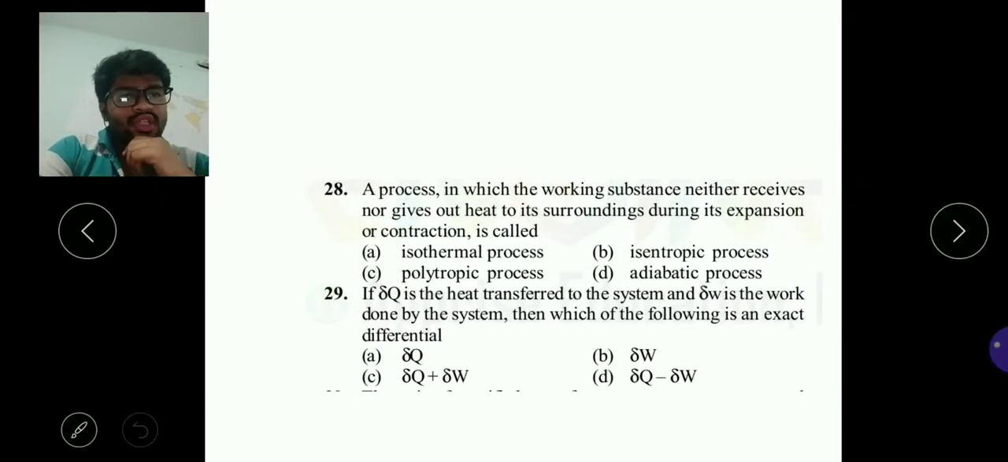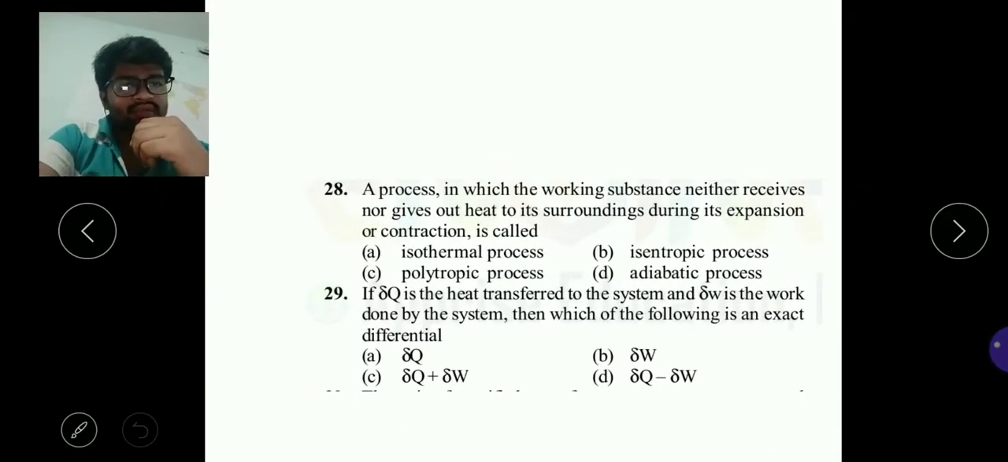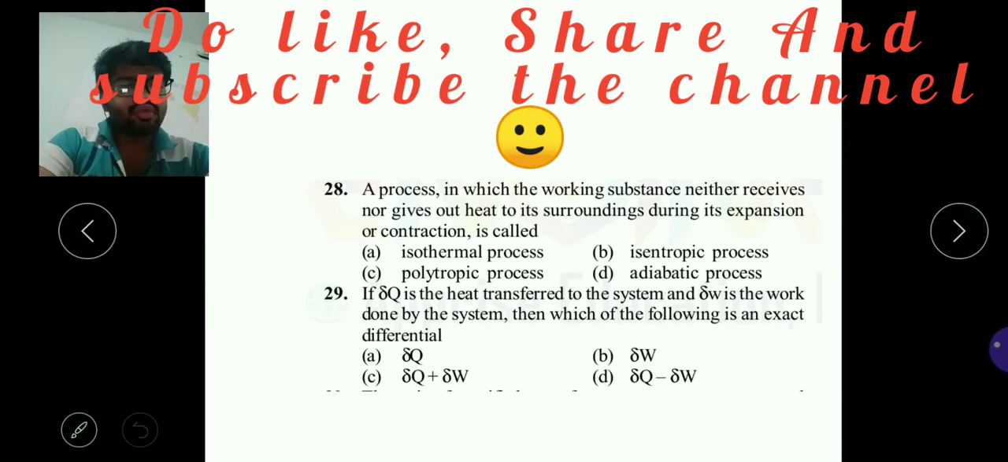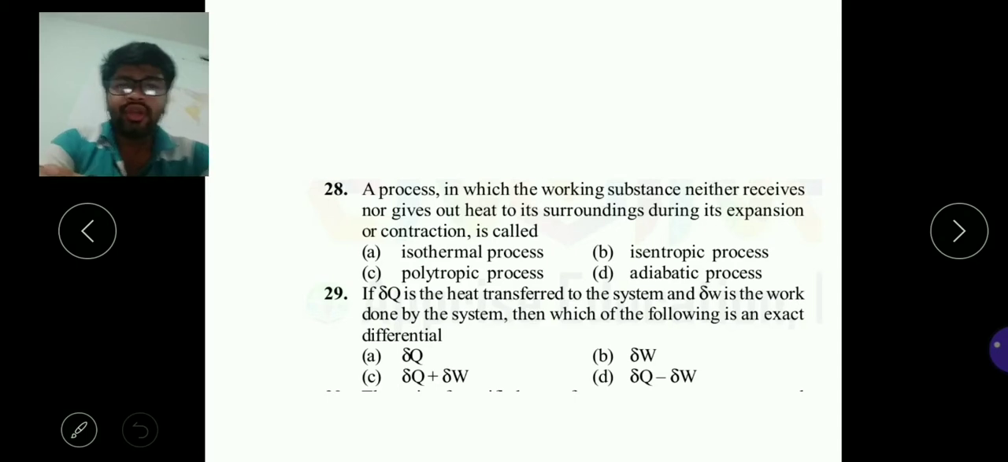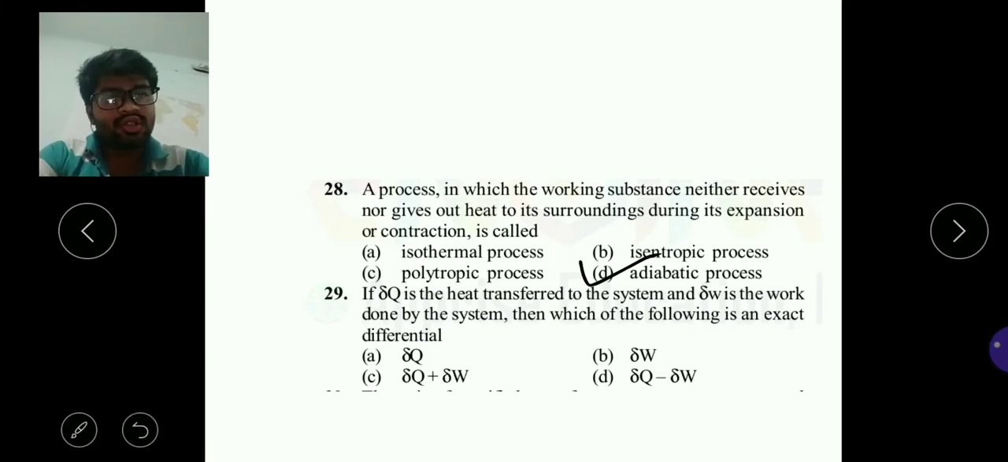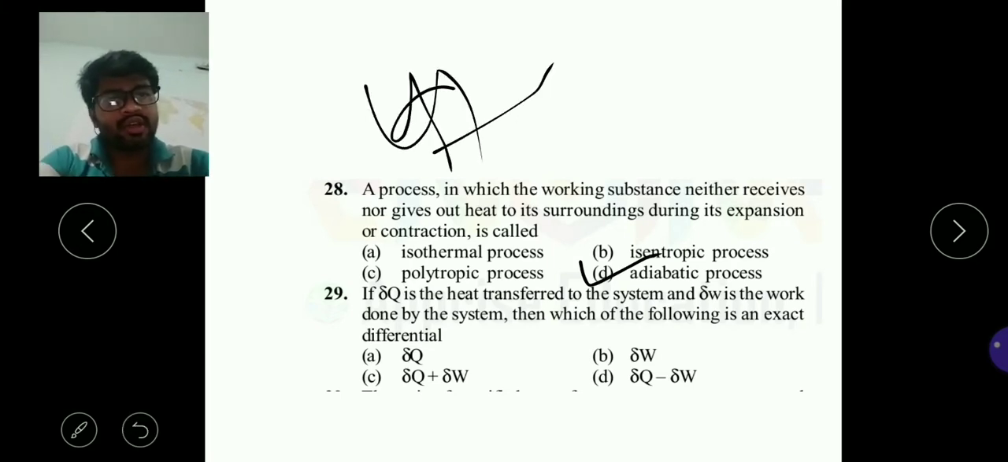A process in which the working substance neither receives nor gives out heat to the surroundings during the expansion or contraction process. Basically, if there is no heat interaction, that is known as the adiabatic process. Not isothermal, not isentropic, so this is the adiabatic process. So option D is correct here.